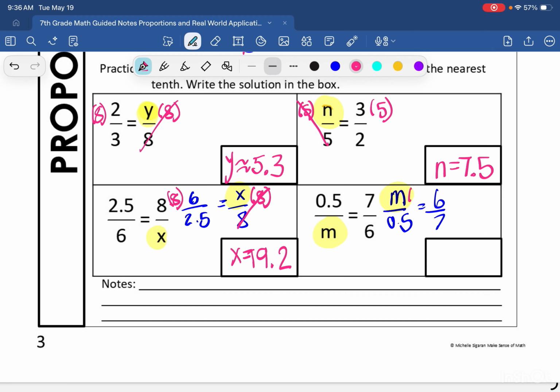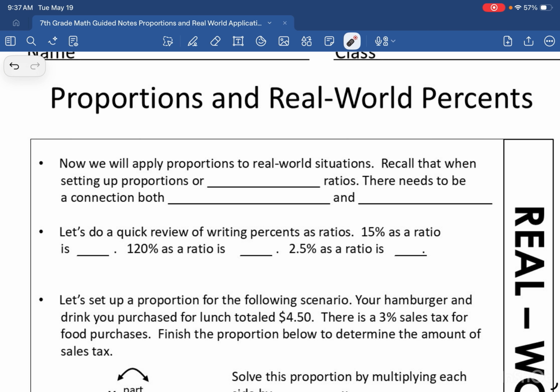I can multiply each side by 0.5, and that gives me 1m on the left side. Multiply this side by 0.5 as well. 6 times 0.5, or a half, divided by 7, and rounding that to the nearest tenth is going to give me about 0.4. Now we will apply proportions to real-world situations.